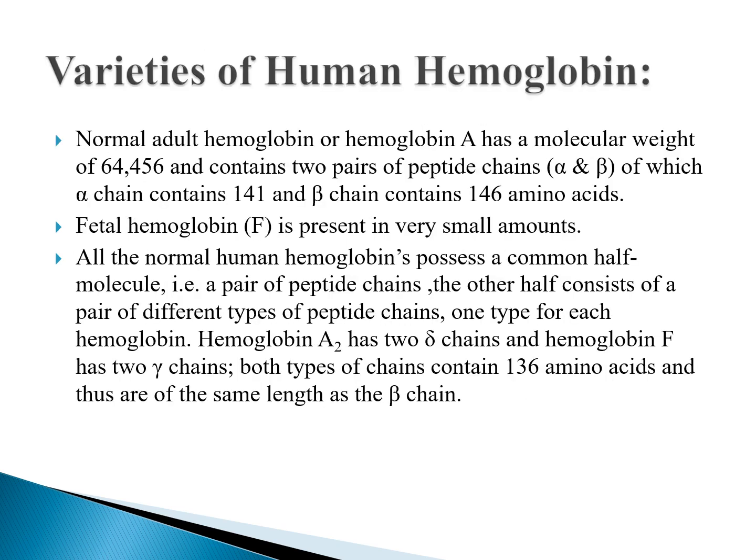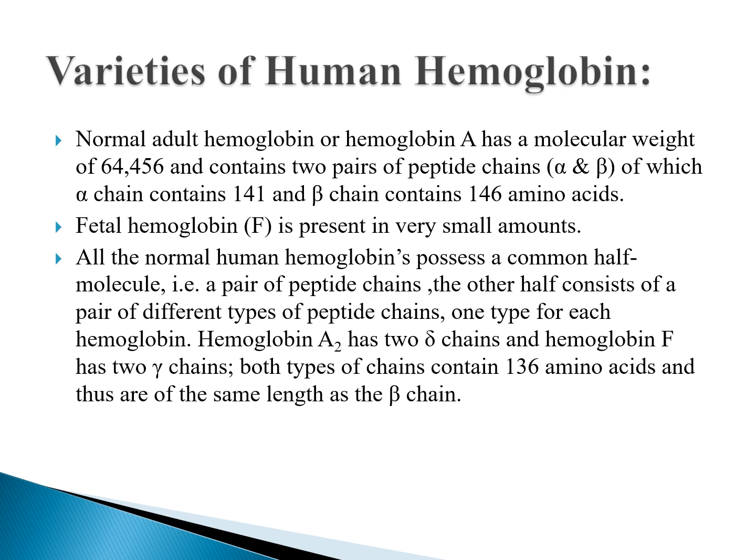Varieties of human hemoglobin. Normal adult hemoglobin or hemoglobin A has a molecular weight of 64,456 daltons and contains two pairs of peptide chains, alpha and beta, of which alpha chain contains 141 amino acids and beta chain contains 146 amino acids. Fetal hemoglobin F is present in very small quantity.